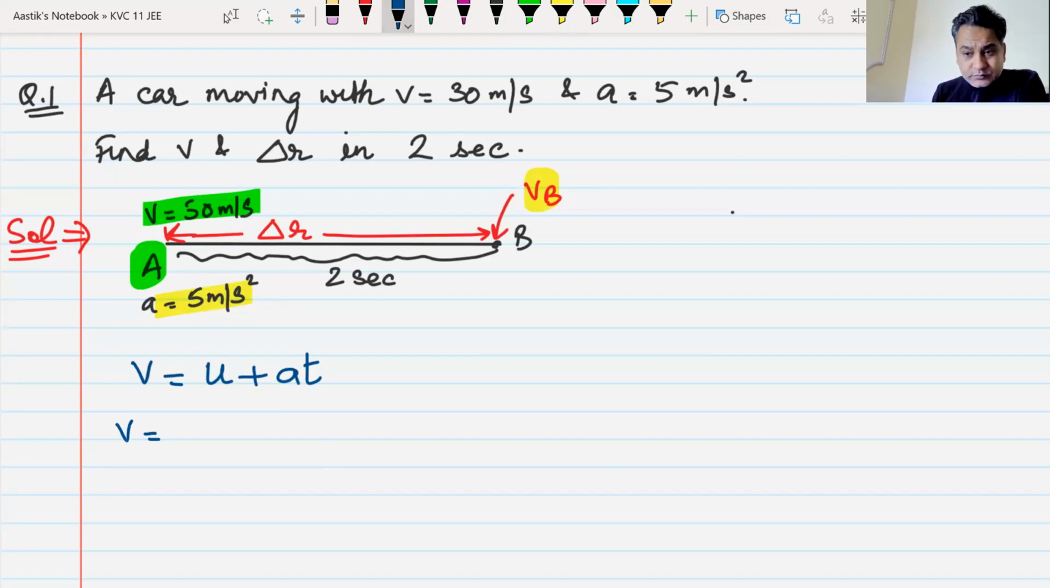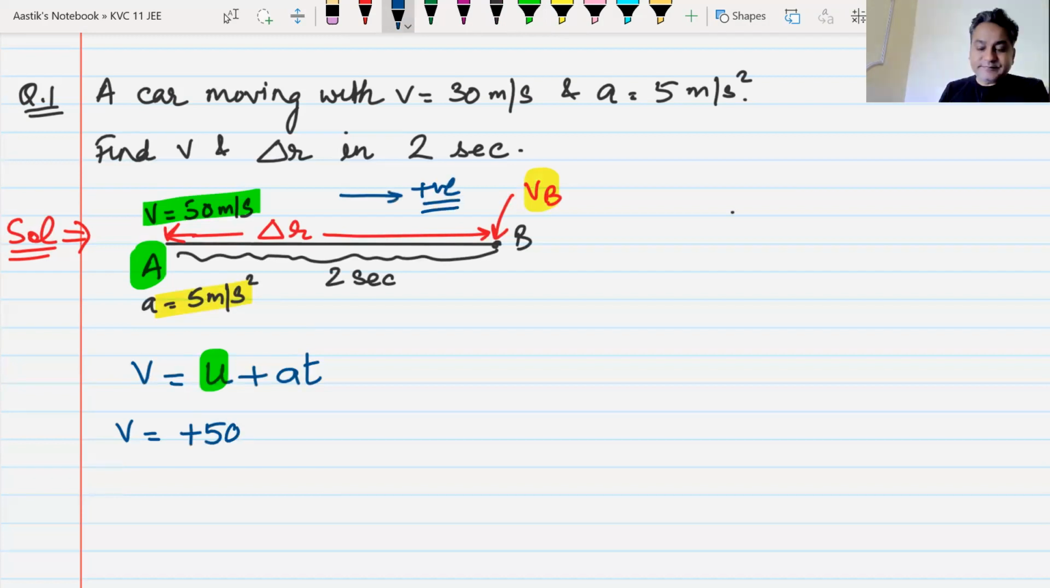Okay, well done. Let me try it. U, the initial velocity, is taken as plus 30 because I've assumed that this direction is positive.